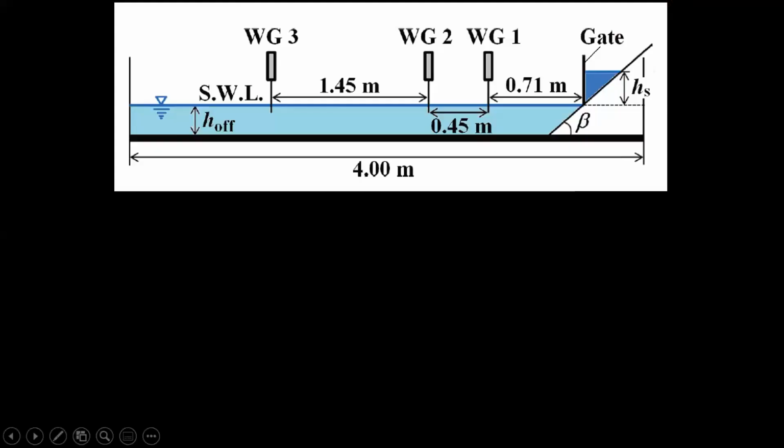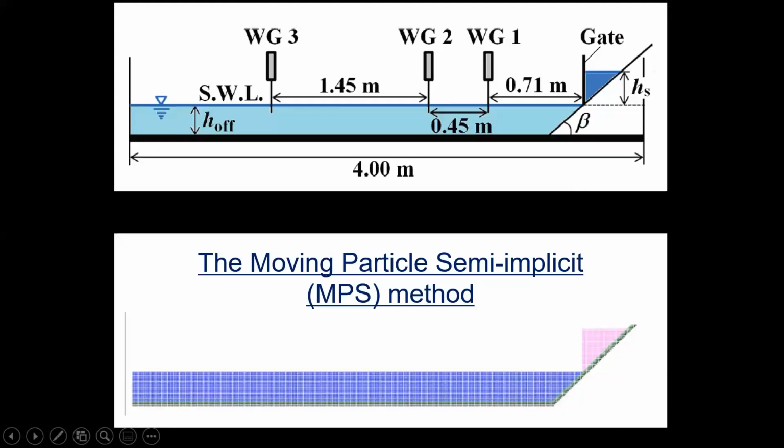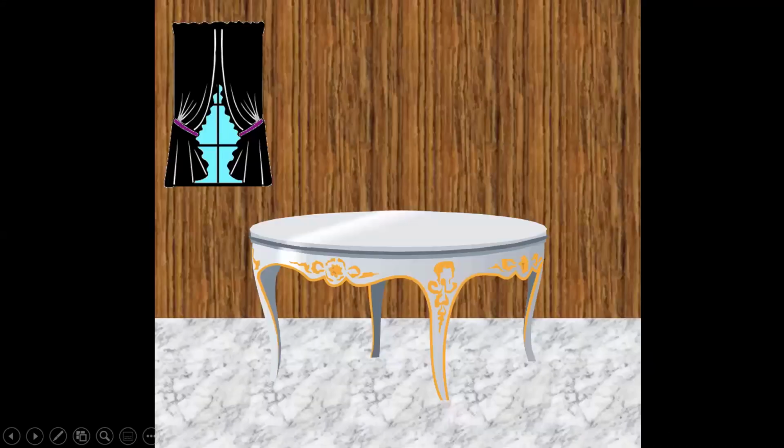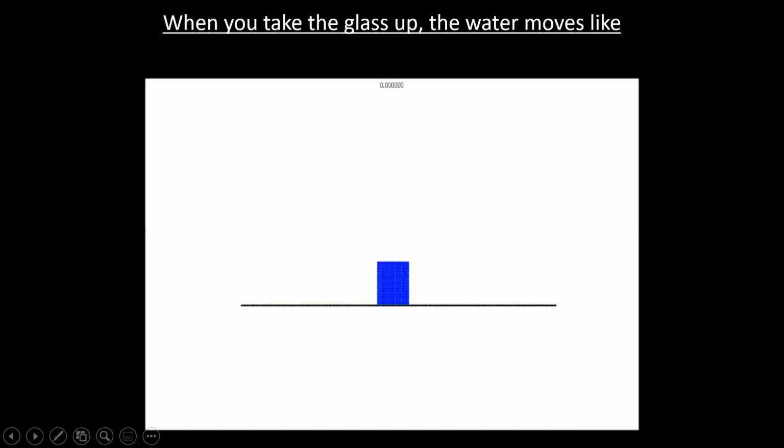On the other hand, we perform numerical simulation using the MPS method. Place a glass of water on the table, cover the glass of water, and turn it over. We should not do this in a restaurant. When you take the glass up, the water moves like this. The MPS method is a gridless method, so it's suitable for such furious motion.